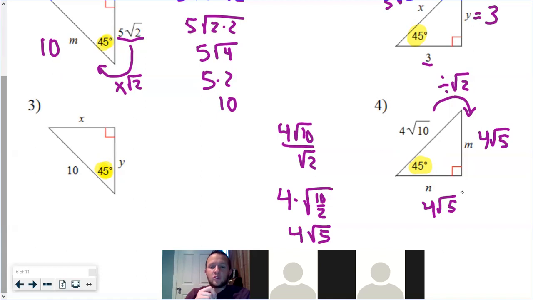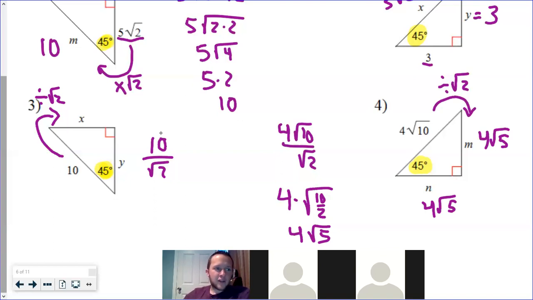All right, we're going to do the same thing on number 3. Once again, we have the hypotenuse, and we're going back to a leg, which means we want to divide by the square root of 2. Now, this is going to be a little interesting, because when I do that, I'm just going to get 10 divided by the square root of 2. Now, unfortunately, we can't leave it right there. If it was up to me, we'd leave it there.